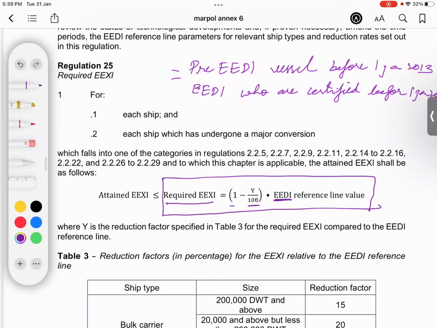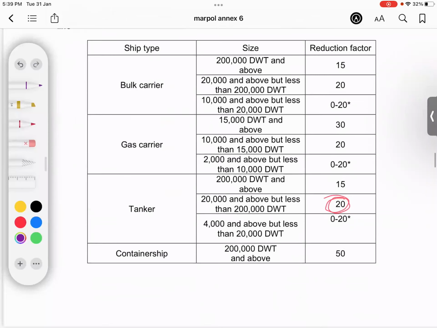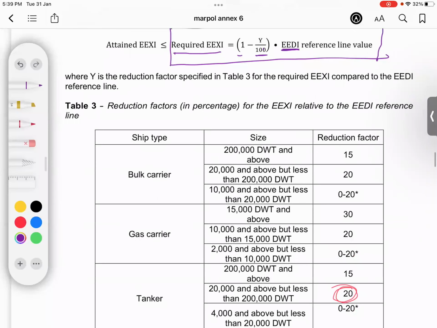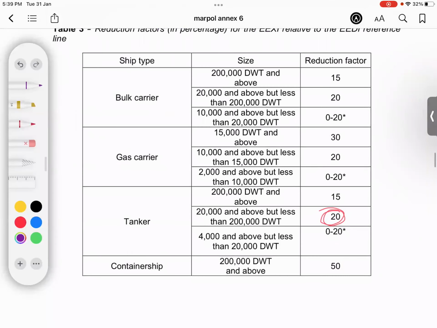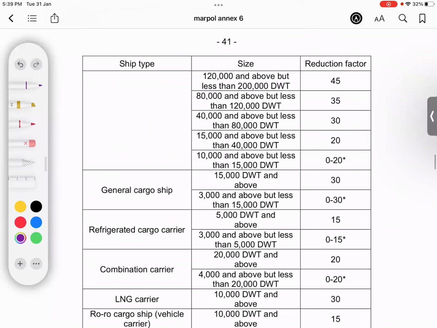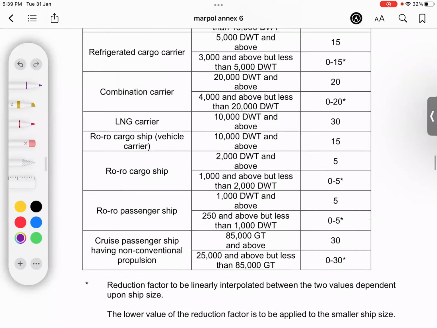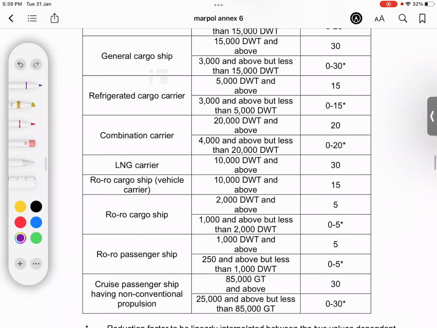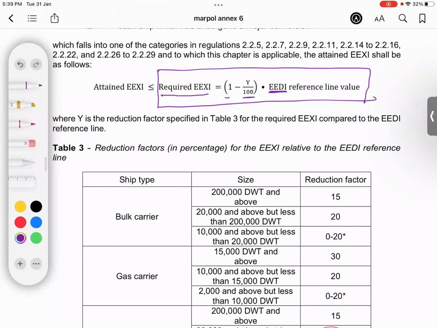Any doubt for required EXI? I hope it is clear. Only the reduction factor has changed from x to y, everything else is the same. Understood? Because remember, it was in phases for the EEDI, right? Now you can see over here it is directly one time, because there are no phases; you have to comply once, after 1 January 2023. So it is just one column over here. See, the reduction factor is only one here, and when we did EEDI there were 3 values, depending on the phase.